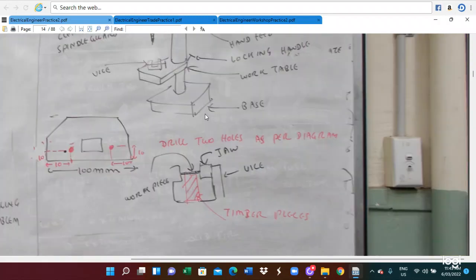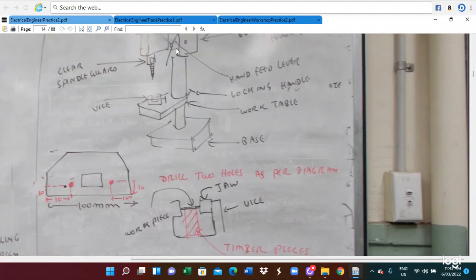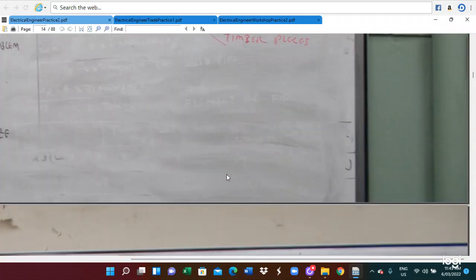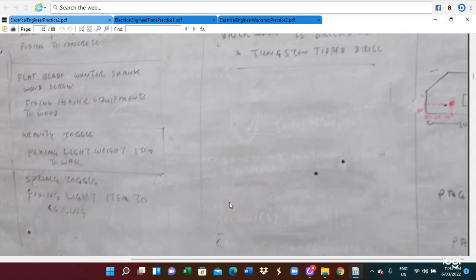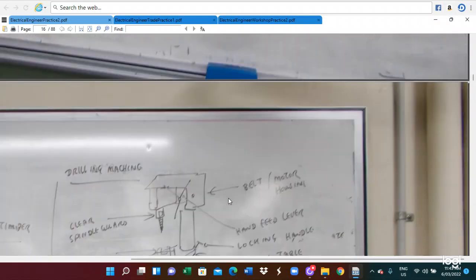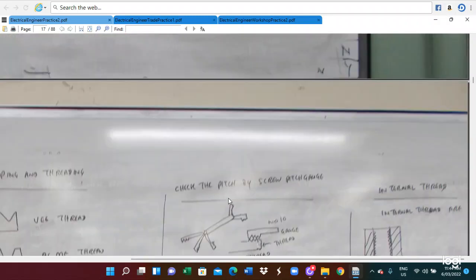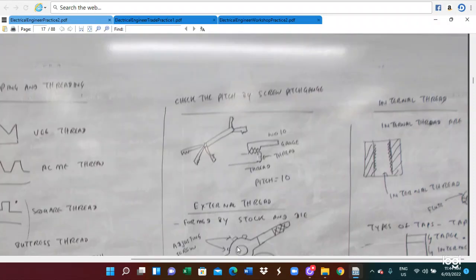So we have to hold the workpiece in the vice. Here is a timber we put here. This is the workpiece, and then we can lower the handle, and the drill cuts through the workpiece. So the workpiece can be cut using the drill. That's one project like this that you can do. So this is what we are talking about with the drilling machine.